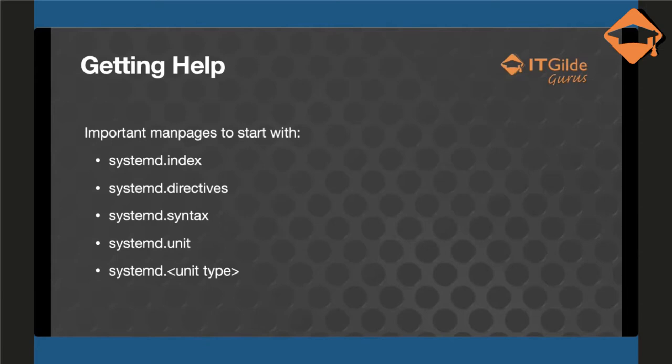Systemd.syntax is the general syntax of systemd configuration files, so the directives that are the same for every unit. Sorry, I made a mistake. Systemd.syntax is about the general syntax, and systemd.unit is about the directives that are the same for every unit type, and also how to format them. Sometimes you need a comma separated list, sometimes it's space divided. You will find that in the systemd.unit. And then there is a man page for every type, so systemd.service, systemd.network, and so on.